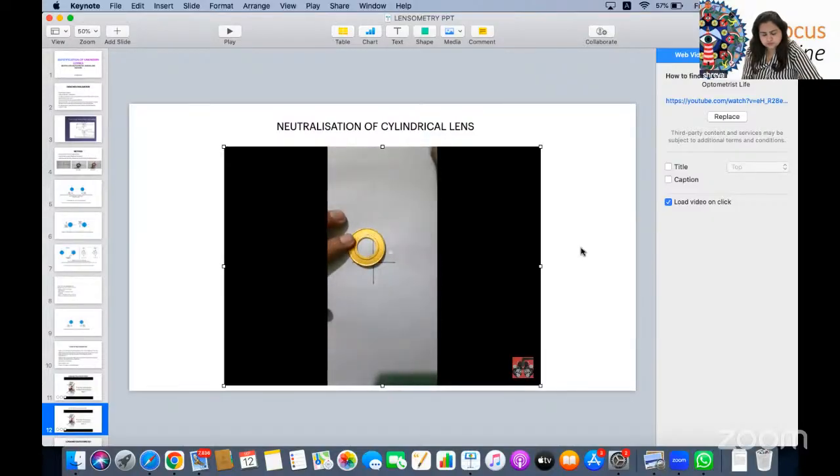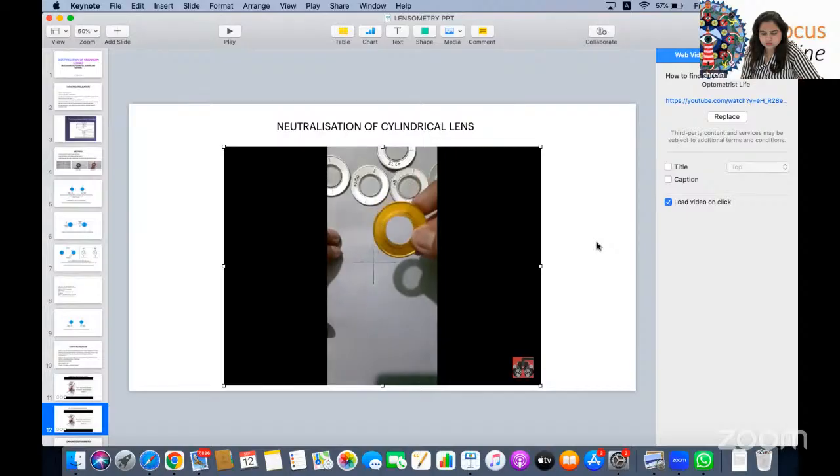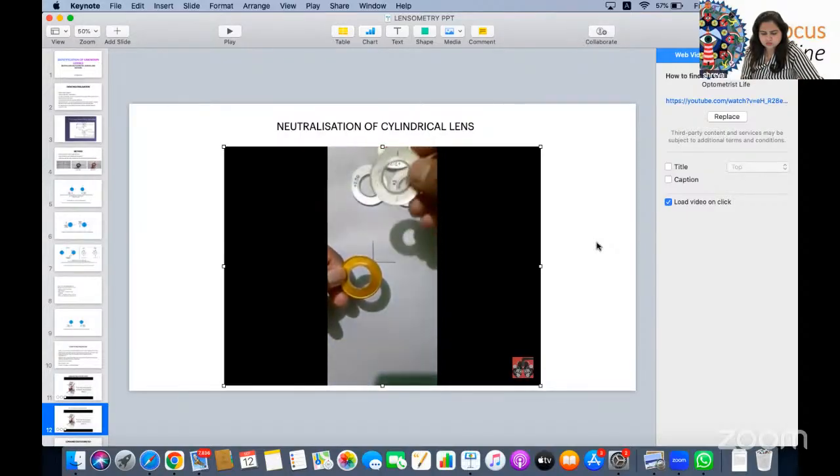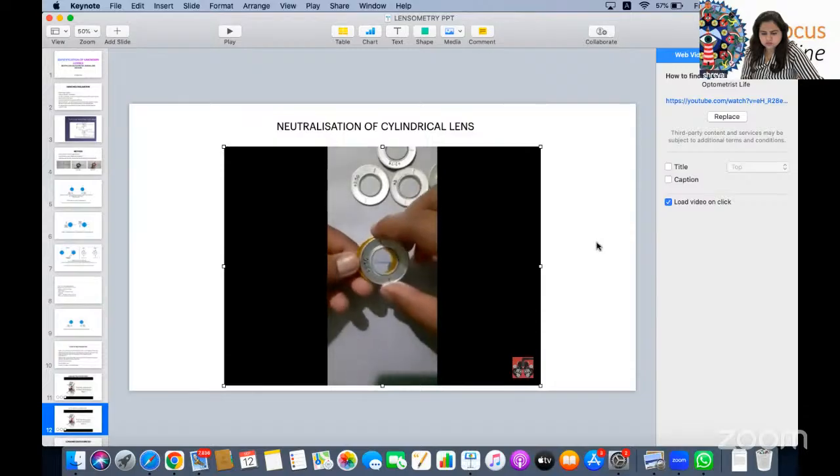I'm taking some plus cylinder lenses here. And our second step is to find out the axis of this lens. I am taking a random plus cylinder lens to find out the axis.